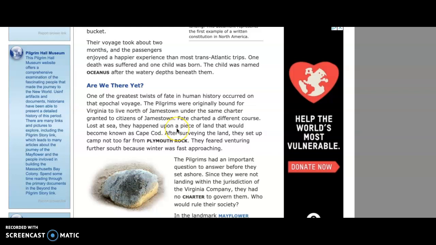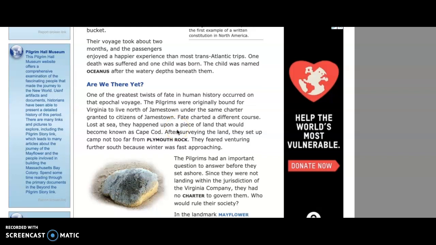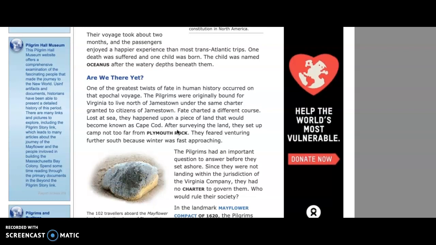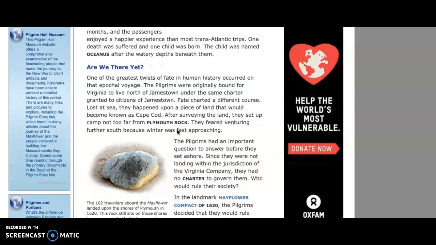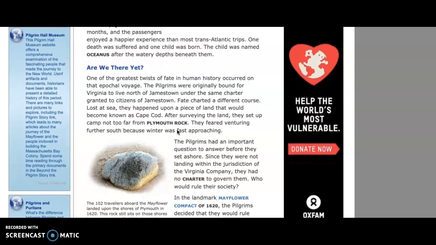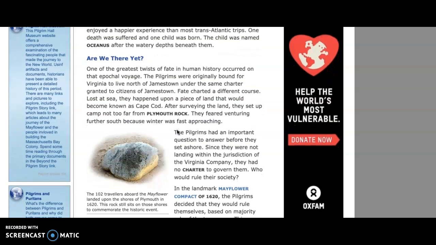Fate charted a different course. Lost at sea, they happened upon a piece of land that would become known as Cape Cod, which is located in Massachusetts. After surveying the land, they set up camp not too far from Plymouth Rock. They feared venturing further south because winter was fast approaching.